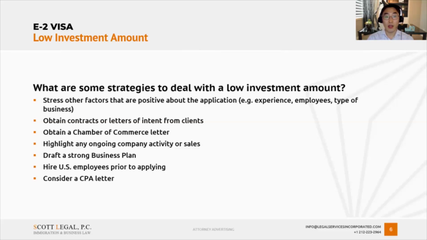A CPA letter can sometimes also be used. This type of letter basically says the accountant has reviewed the financial investment amount and projected financials. Based on their experience, the investment amount is sufficient to operate the business. So getting a letter from a third party, like a certified accountant, obviously helps your case where investment is low. You could be more creative to strengthen the low investment case, but these are the typical ways we recommend.